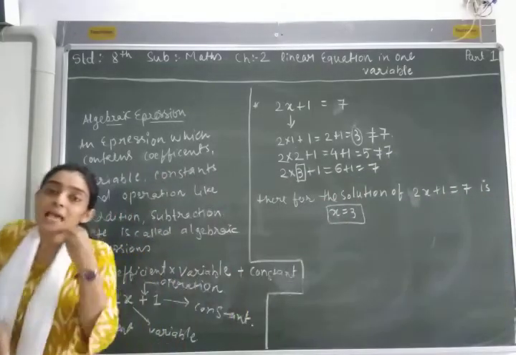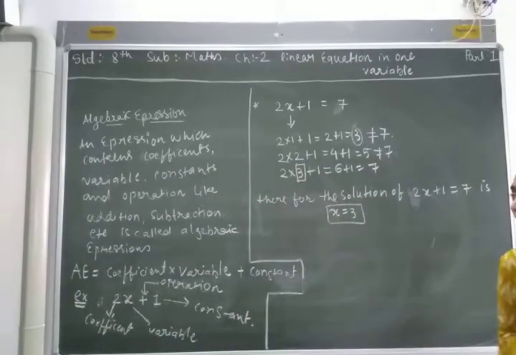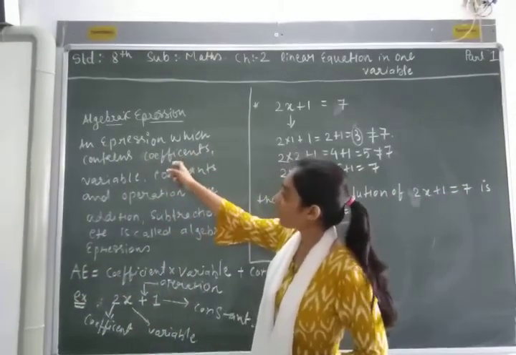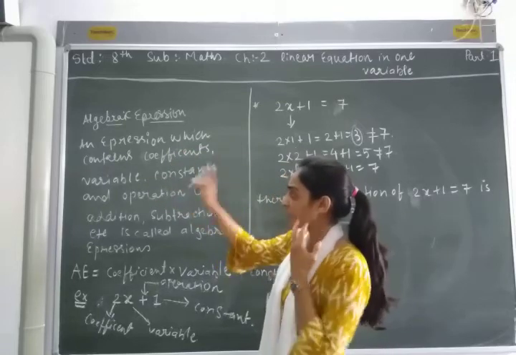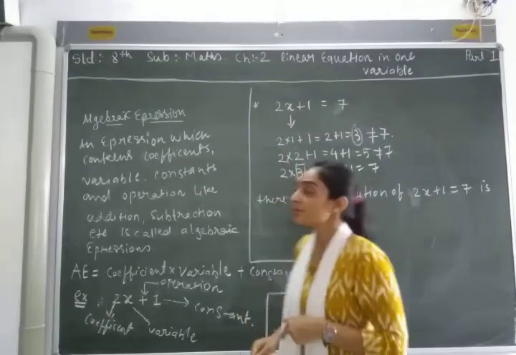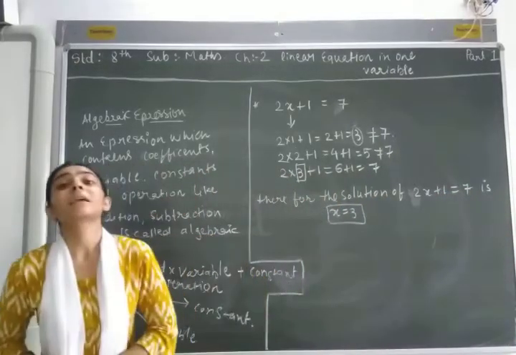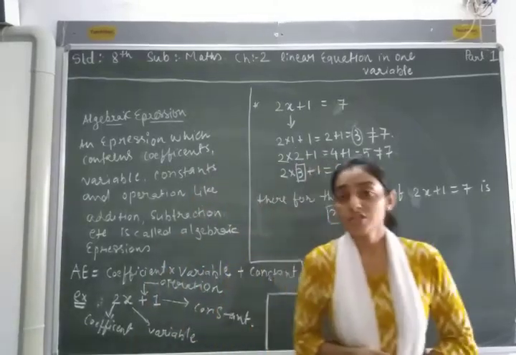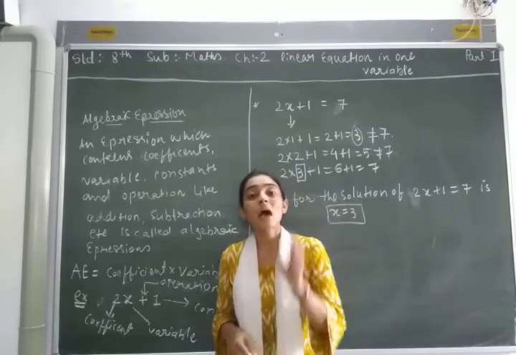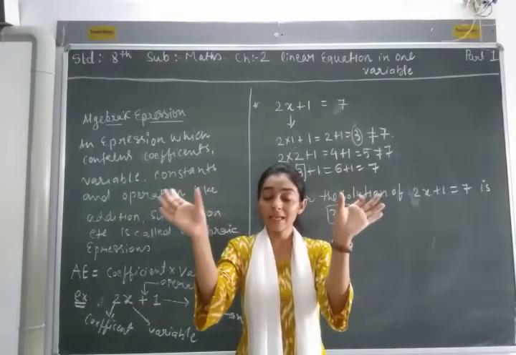When an equality sign is involved, that is nothing but my equation. So in expressions we have constants, variables, coefficients and operations, and the extra one is the equality sign. When the equality sign is involved, it is called an algebraic equation, because we equate this expression with some value, so that both sides are equal.